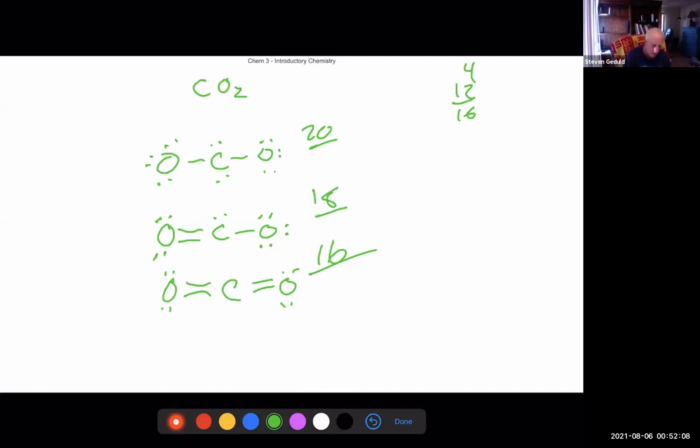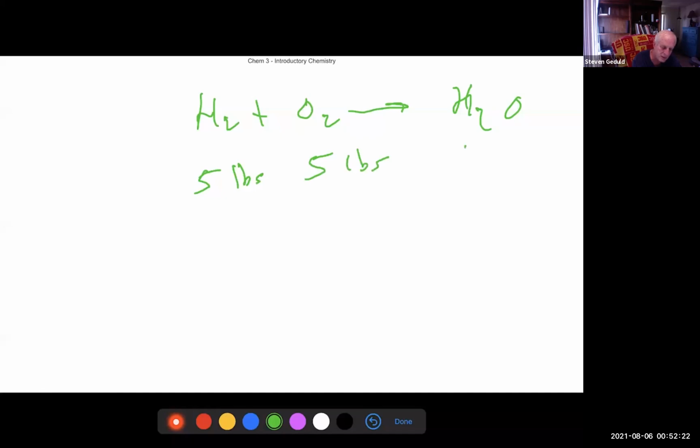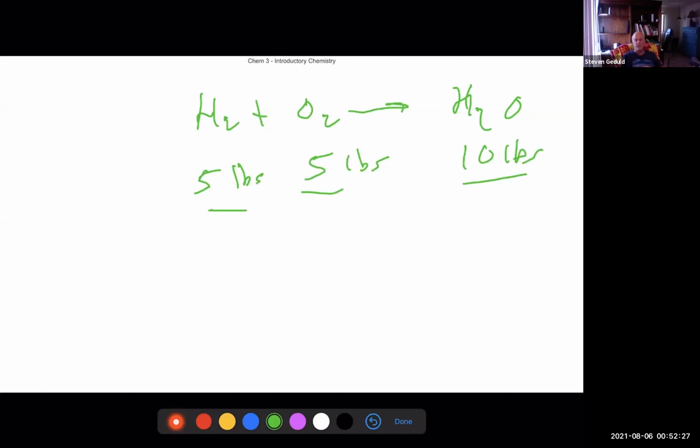In other words, if we react hydrogen plus oxygen goes to H2O, if this was 5 pounds and this was 5 pounds, this would be 10 pounds. The mass on one side has to equal the mass on the other side. You cannot create or destroy mass in a chemical reaction. You can destroy mass in a nuclear reaction. That's what gives you all your power. But in chemical reactions, we cannot destroy mass. So the mass has to be the same.